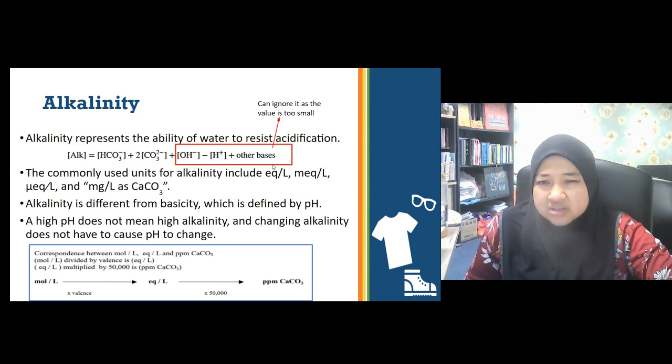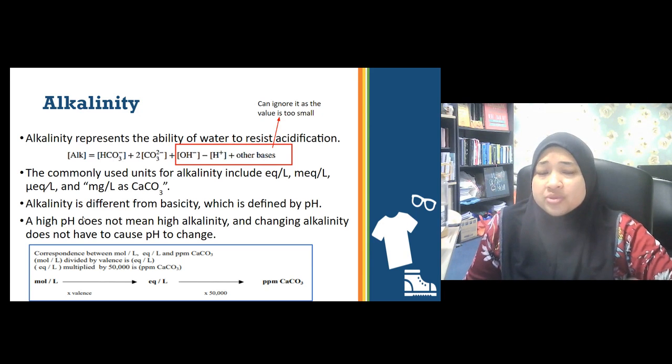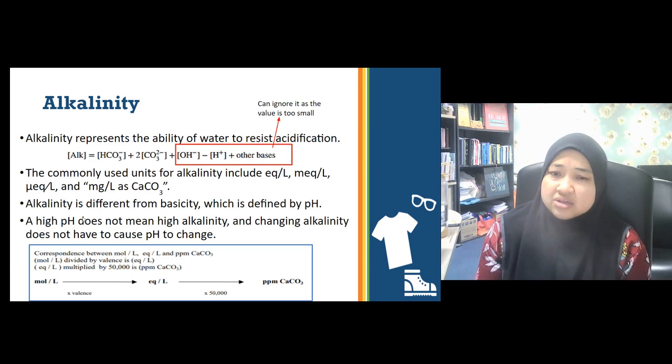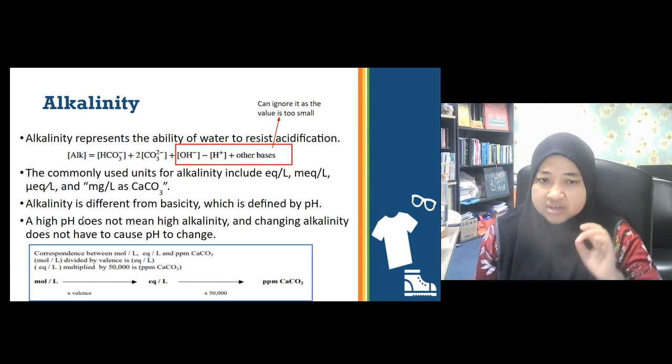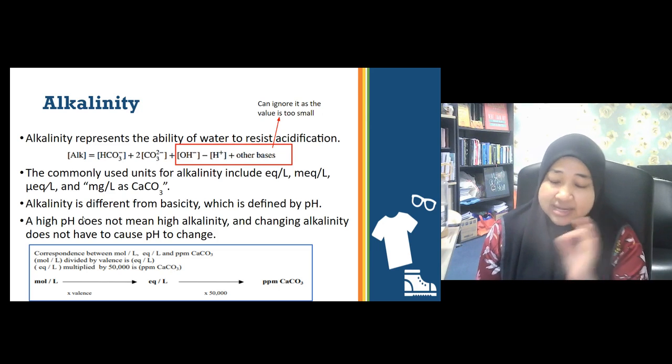However, the values for hydroxide ion and hydrogen ion are very small, so we can ignore them in the calculation. Usually they look only at the two important parts, the ones that contain carbon, when calculating alkalinity. The common units for alkalinity are equivalent per liter (eq/L), milliequivalent per liter, or microequivalent per liter, and sometimes milligram per liter as calcium carbonate.